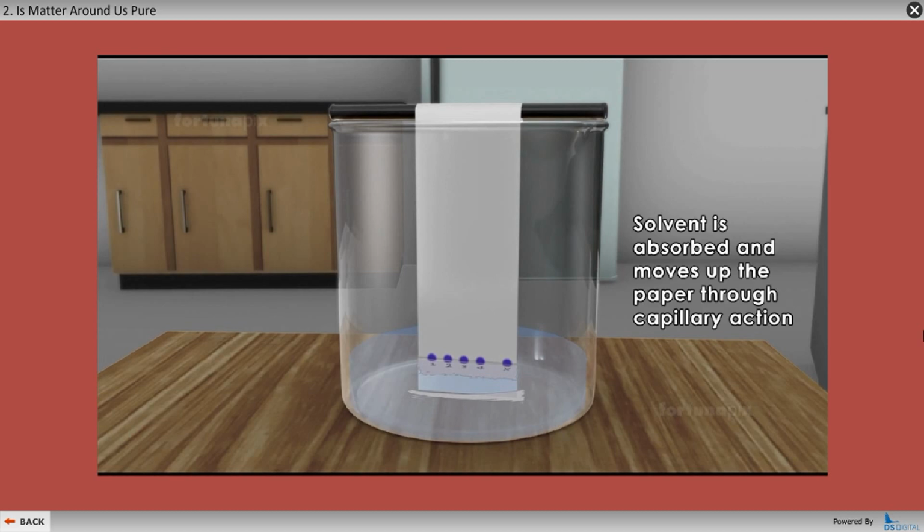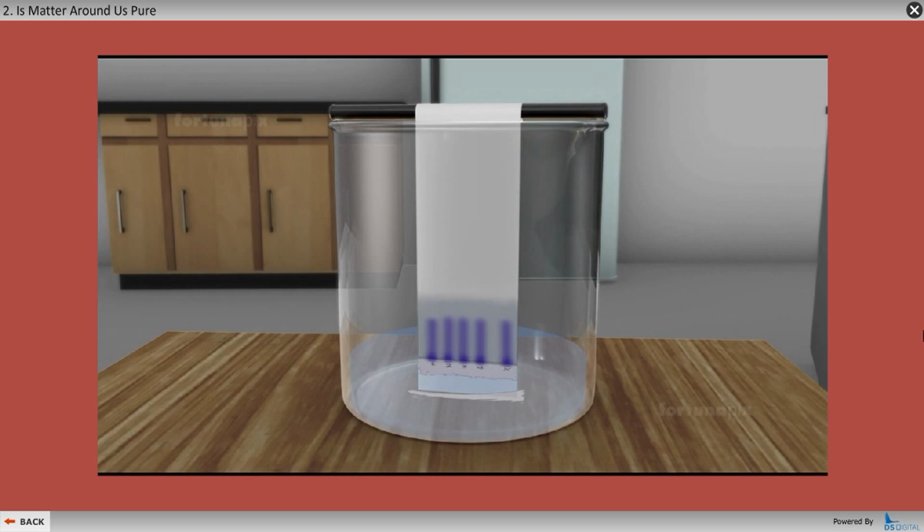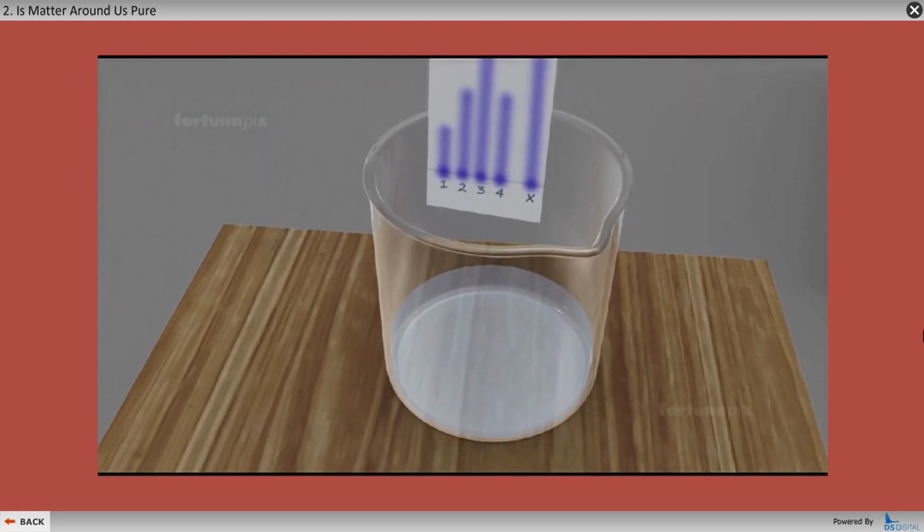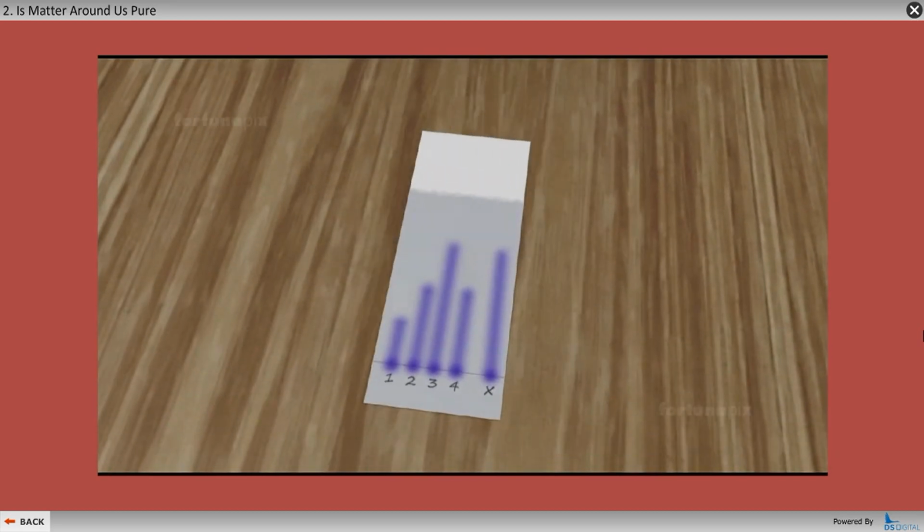As the solvent is absorbed and moves up the paper through capillary action, you will observe the components of the ink begin to bleed. The ink mixtures separate into different spots. After the solvent reaches the top of the paper, remove the paper to dry. The location of the ink dots will reveal which of the 4 pens has the same ink as the one used to create the writing sample.